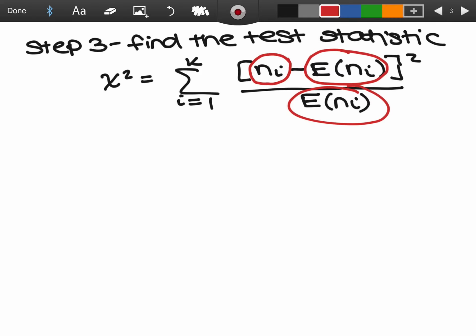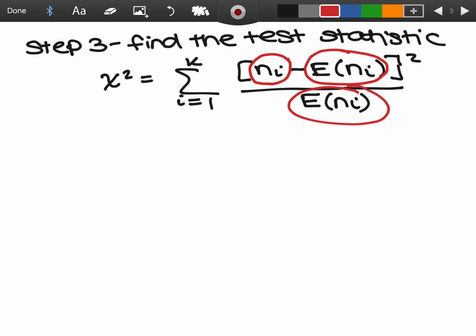As we'll see in a second, we're going to do an example where we have, I think, 6 outcomes. It's 6 different colours of something that we're looking at. So you would do the actual number minus the expected number for these 6 different outcomes, square it and divide it by the expected number, and then add that together for all of the 6 outcomes. That is going to be your test statistic.